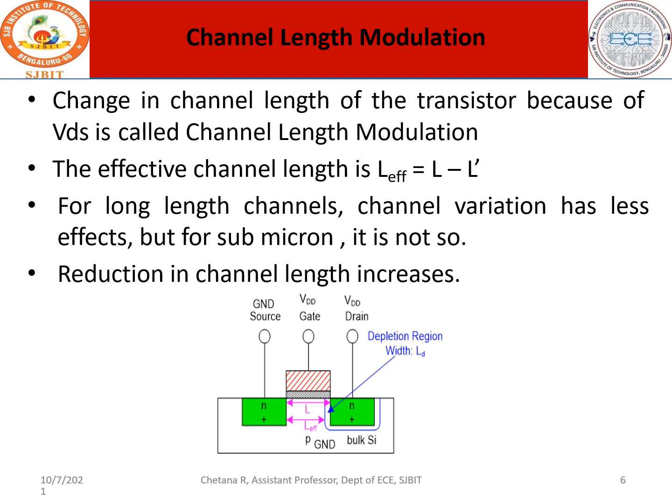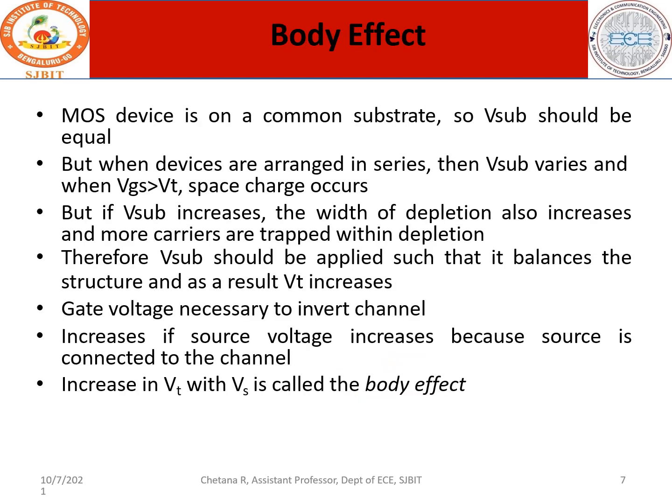For long channel lengths, channel variation has less effect, and as the channel length reduces, the effect increases. So this is called channel length modulation. You have to account for the modulation in the difference between the lengths.